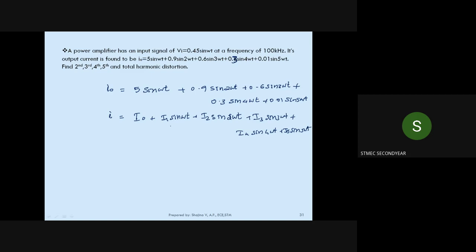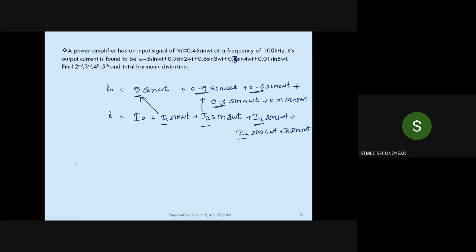So ഇതിനകത്ത് we have this I1 is equal to, sorry, this is I1, sin omega t, and this is sin 2 omega t. So I1 is equal to 5. I2 is equal to 0.9. And I3 is equal to 0.6. I4 is equal to 0.3. And I5 is equal to 0.01.